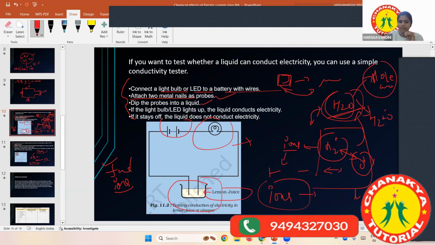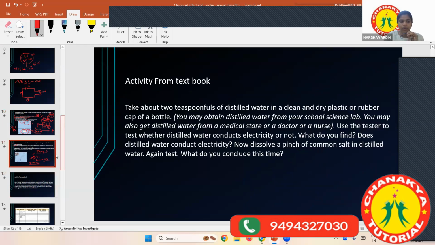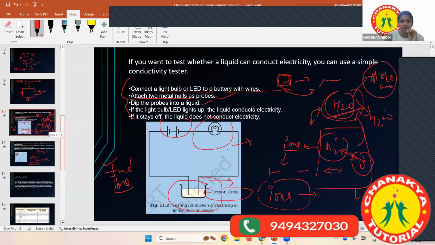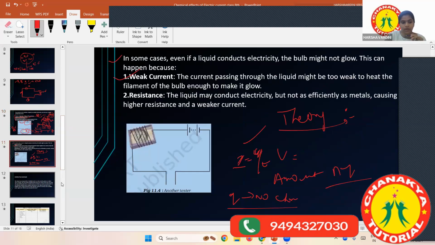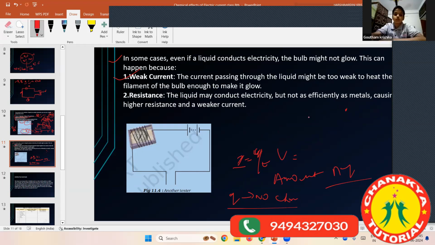For example, this lemon juice has good enough ions, but instead of a bulb here, if I connect an AC, will the AC work? AC in the sense of air conditioner. Will the air conditioner work? No, ma'am, because the air conditioner needs high voltage. Because as per Ohm's law, I don't know if people know Ohm's law or not. People know? No, ma'am. V is equal to I into R.